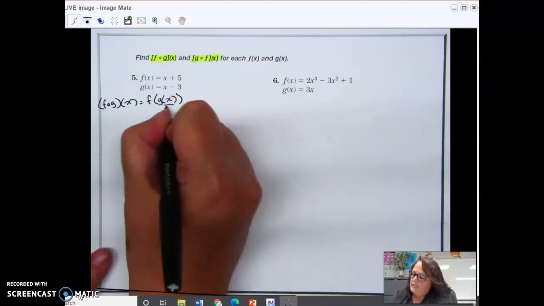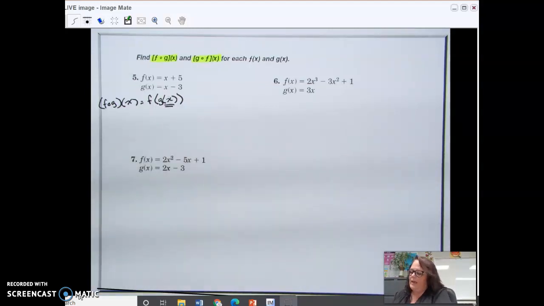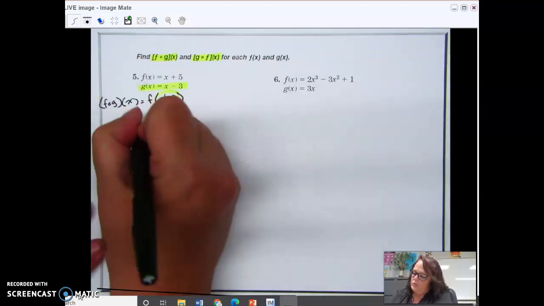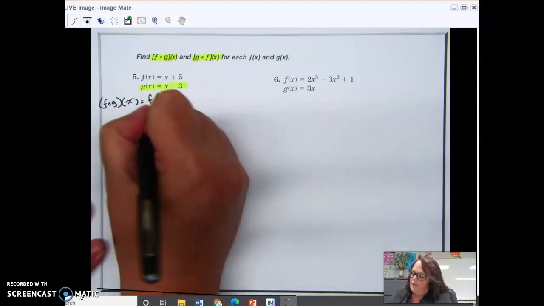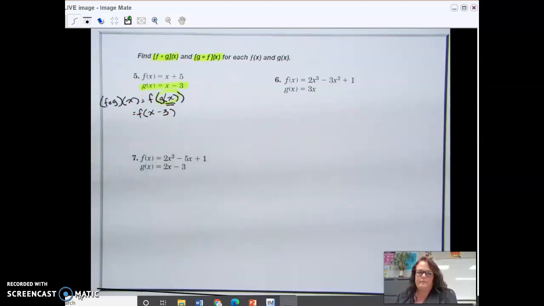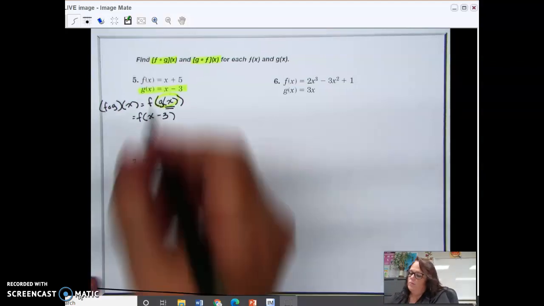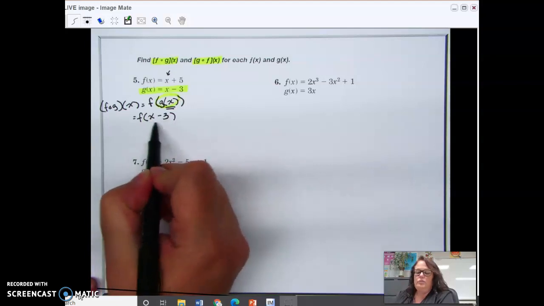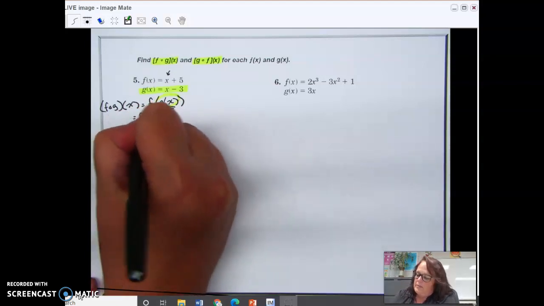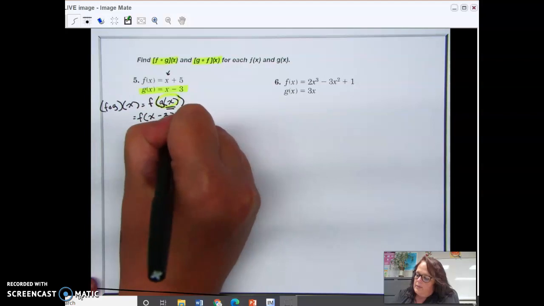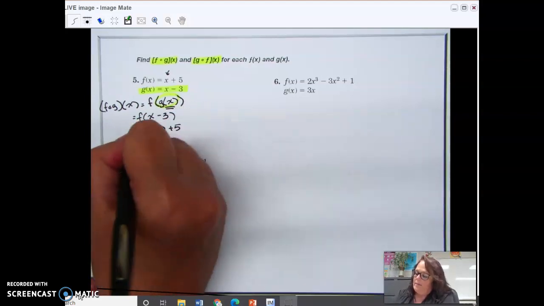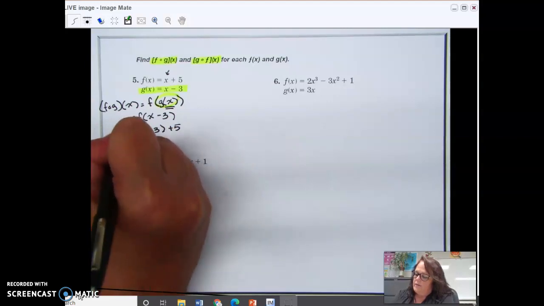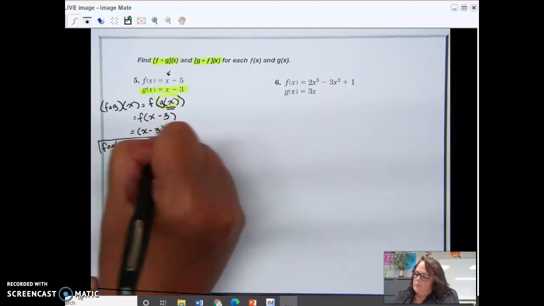So this is just a substitution where I see g of x, which is here, right? That means that I can substitute. So I can say that I have f of and then x minus 3. And then just like yesterday's homework, that means wherever I see x in my f function, I'm going to substitute it with x minus 3. So this becomes x minus 3 plus 5. And if I clean that up, that's going to be x plus 2. So my f composition g of x is equal to x plus 2.